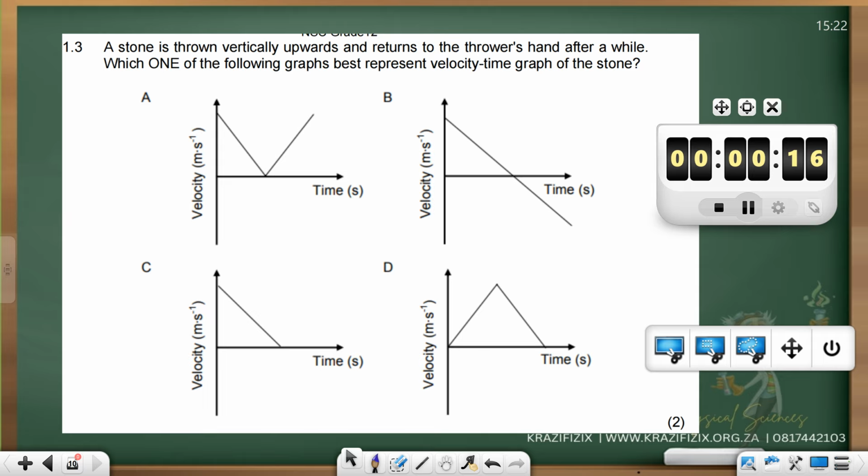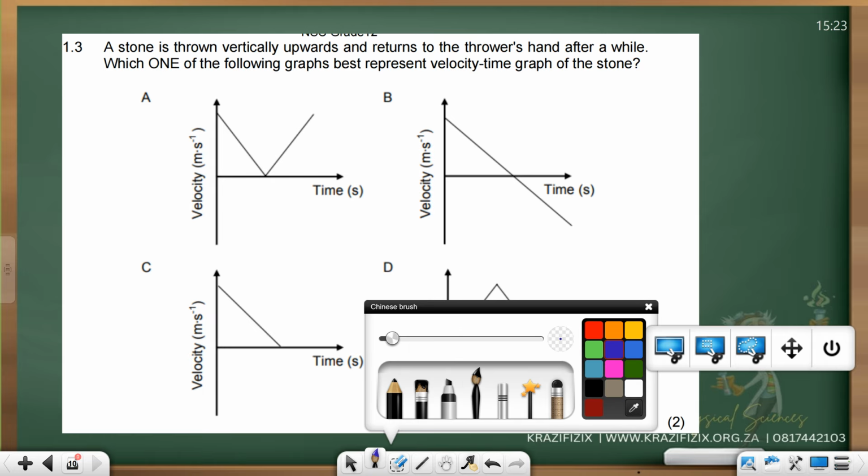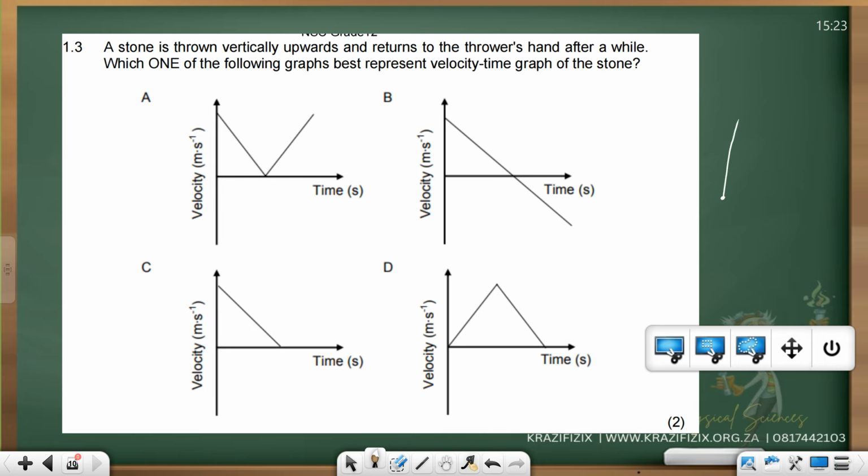A stone is thrown vertically upward and returns to the thrower's hand after a while. Which one of the following graphs best represents it? Please, they said velocity. Please take note. I'm going to show you two answers here. The answer is 1. But if I change one word, then the answer would be wrong. So guys, please understand, they said it is thrown vertically upwards. What should come to your mind is it goes upwards and then comes back to the thrower's hand.